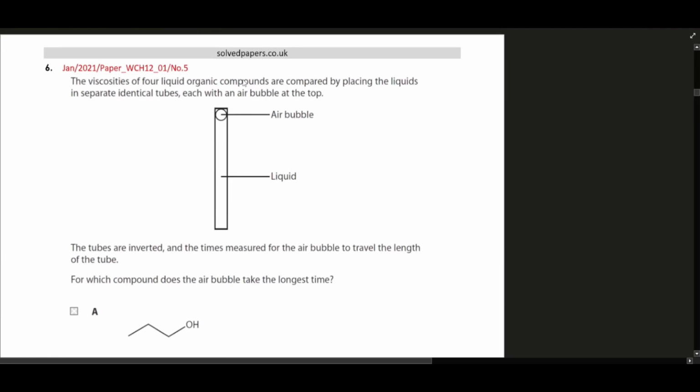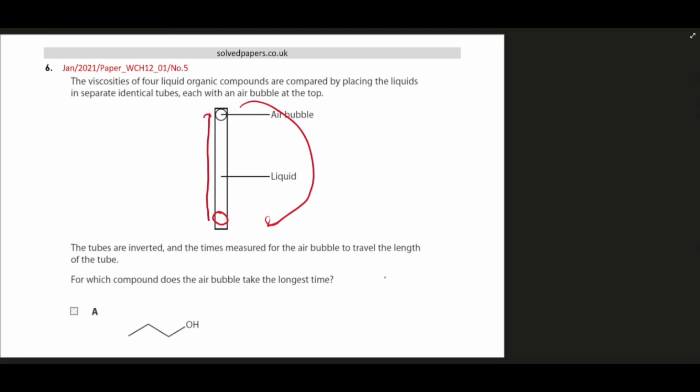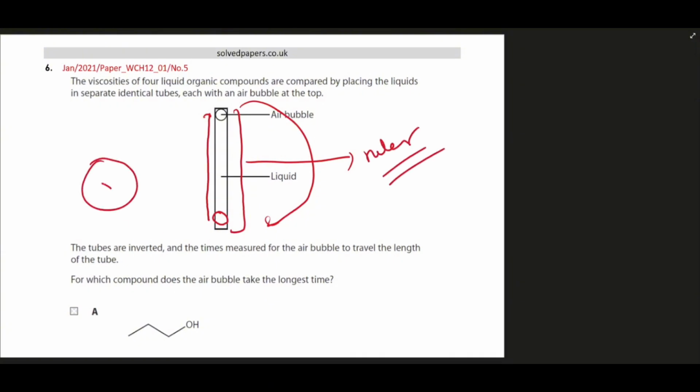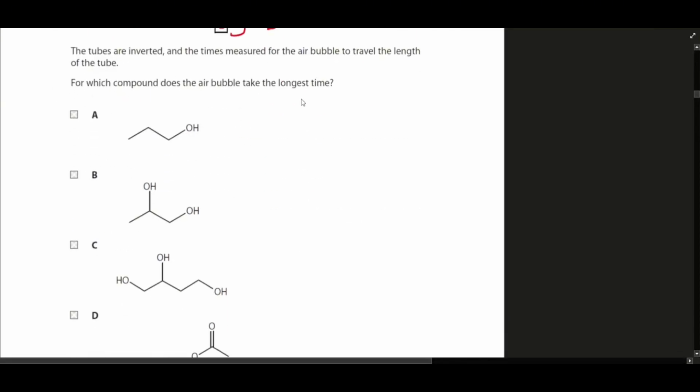The viscosities of four organic compounds are compared by placing the liquids in separate identical tubes, each with an air bubble at the top. Okay, very good. The tubes are inverted and the times measured for the air bubble to travel. So basically, when you invert the tube, the bubble comes to the bottom, and then the time required for the bubble to travel back to its original position is measured against the length of the tube, which will obviously be measured using a ruler, right? And the time will be measured using a stopwatch, isn't it? For which compound does the air bubble take the longest time?